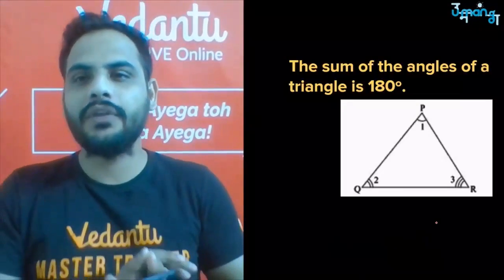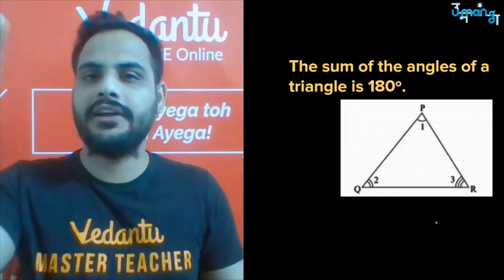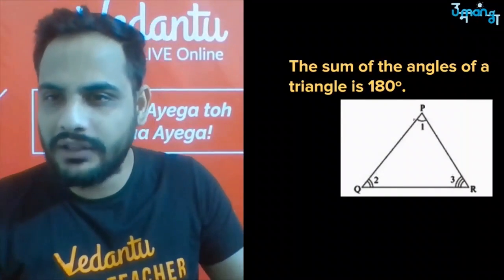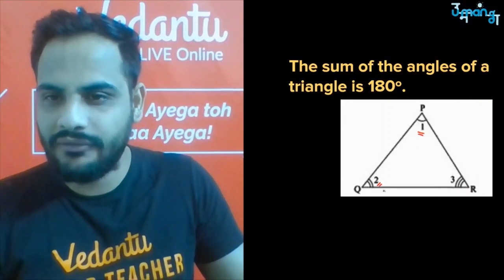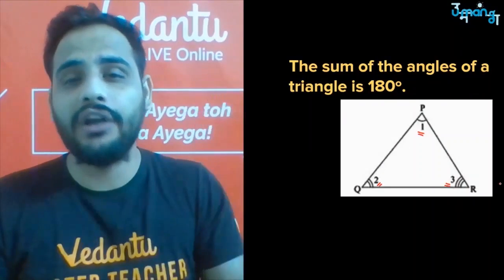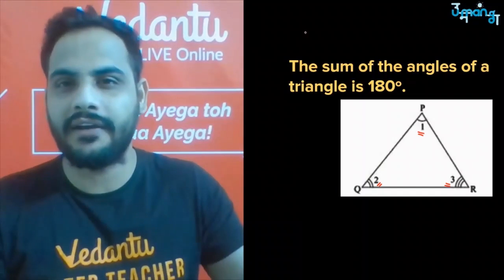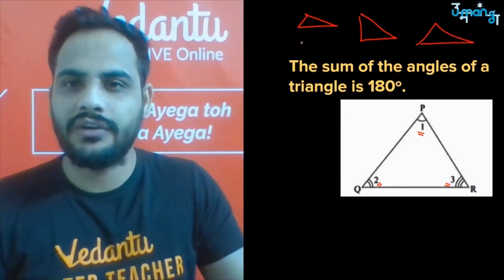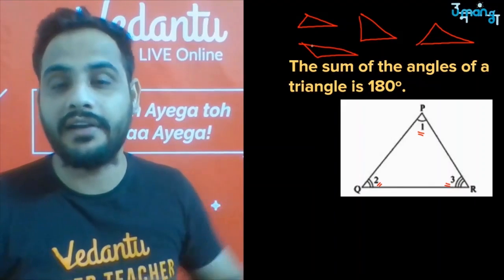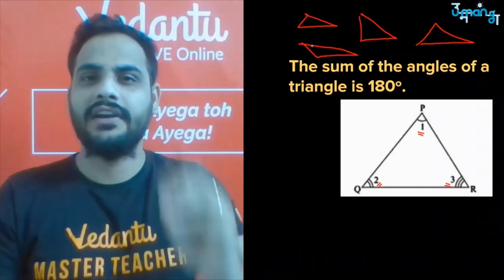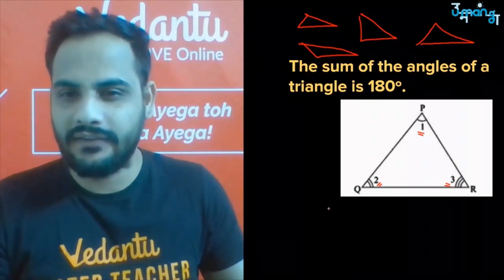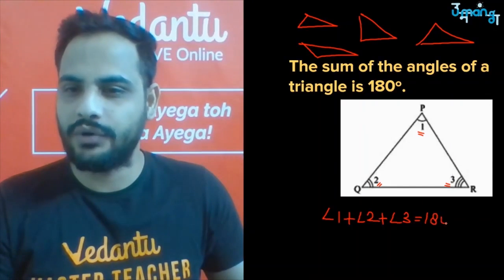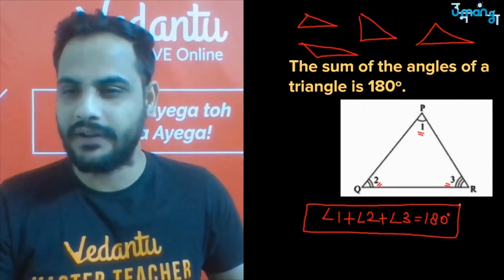Okay, so देखो, the angle sum property says that if you draw any triangle you want, any kind of triangle, the sum of all the three interior angles will always be 180 degrees, no matter how you draw the diagram. You draw the triangle like this, like this, whatever manner you want, the sum of the interior angles is always 180 degrees. So I can say angle 1 plus angle 2 plus angle 3 is always equal to 180 degrees. This is your angle sum property, right? All of you already know it.